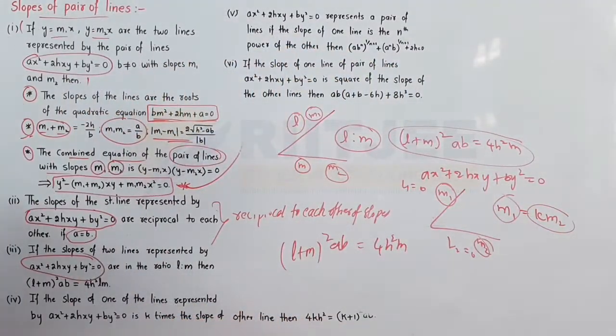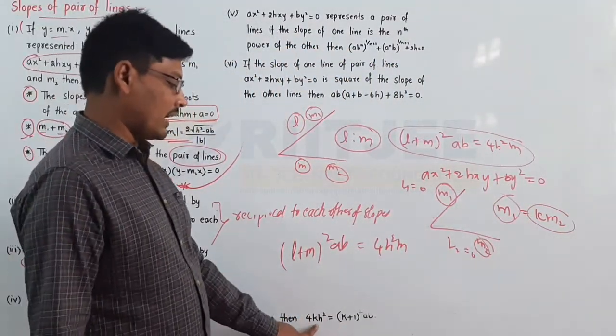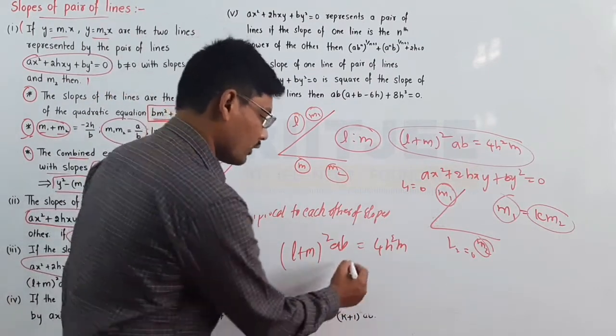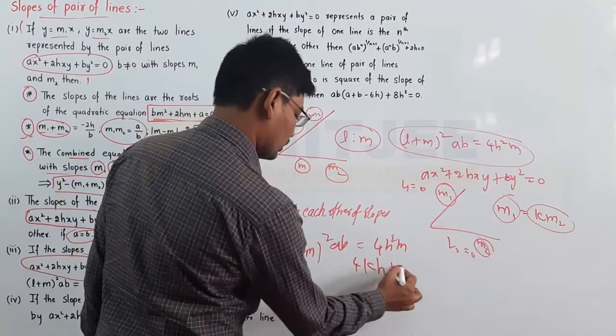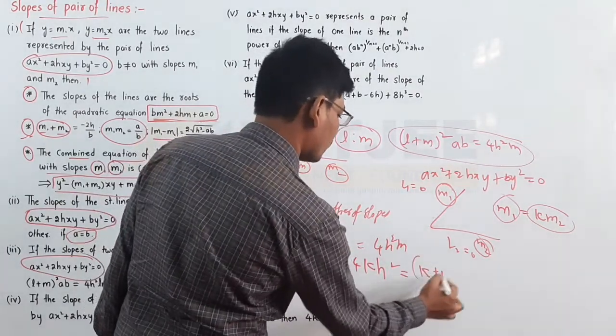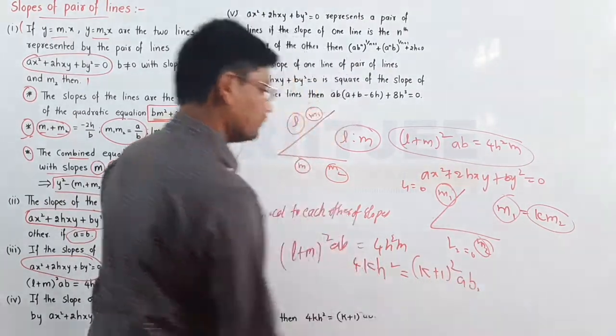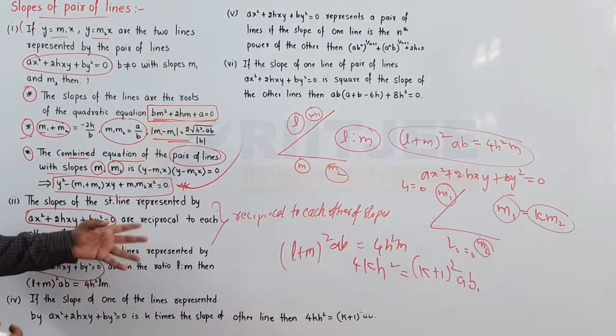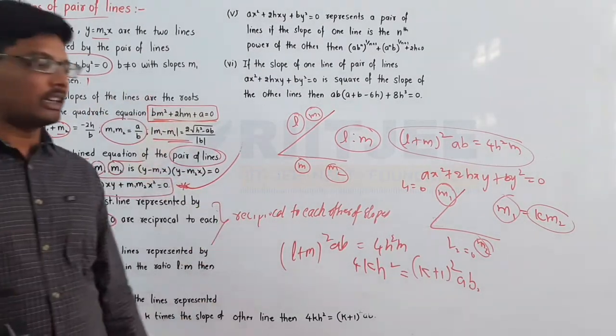Then the condition for this one is 4k h square is equal to (k plus 1) whole square into ab. This is the most important point for JEE here. Here these all points are related to JEE only.